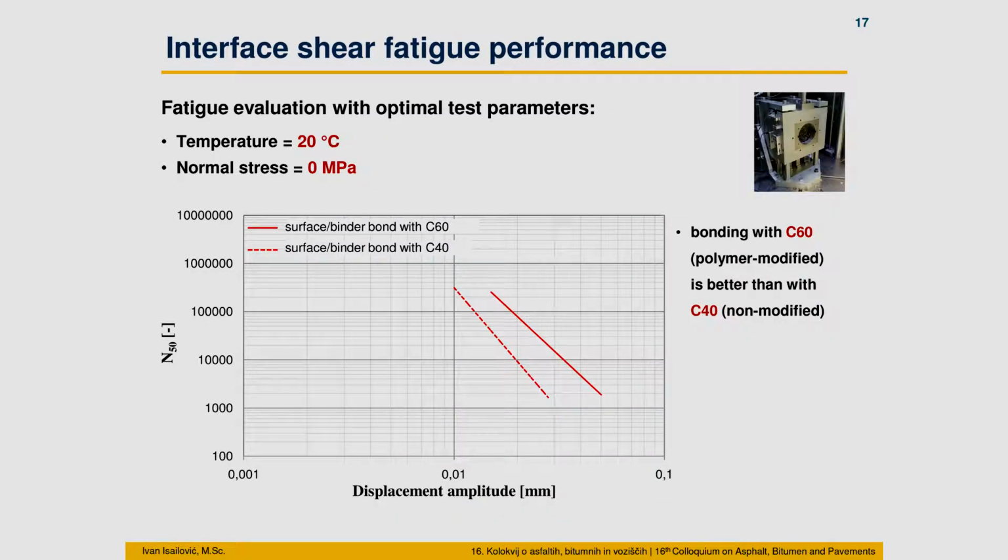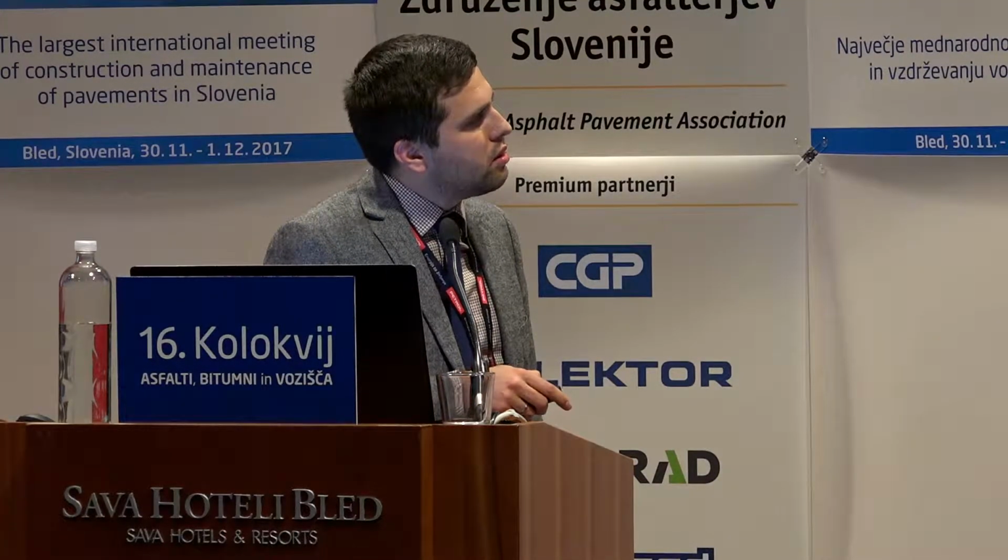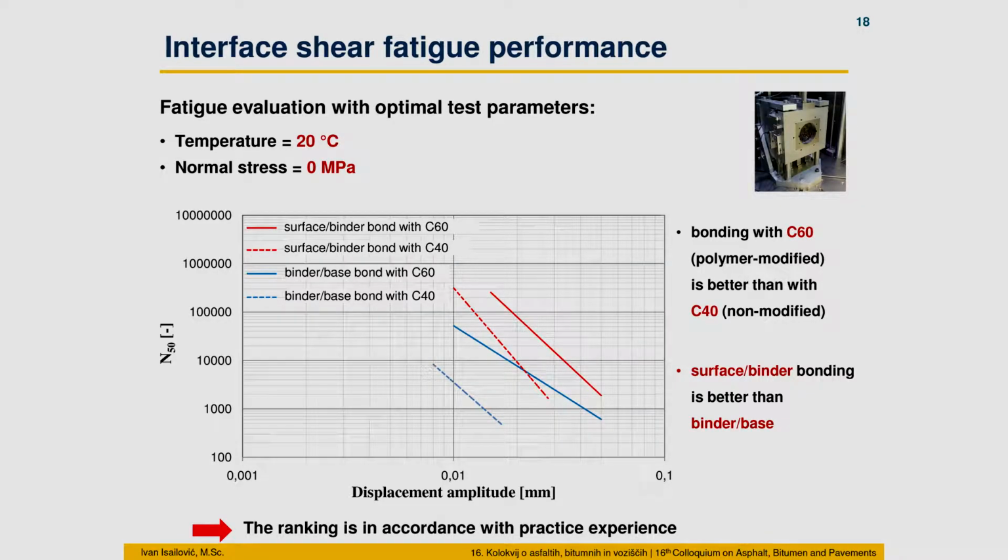Now I will show you some results at optimal test parameters, at a temperature of 20 degrees and normal stress of 0 megapascal. You can see here bonding with C60 polymer modified emulsion, and you can see that this line shows better fatigue properties than this line. That means if we apply C60 polymer modified emulsion, it would lead to better bonding than if we applied a non-polymer modified emulsion with a lower content of bitumen inside. The red lines were bonding with surface binder. But if we add binder base, you can see that our binder base bonding is even lower than surface binder. That means that the ranking is in accordance with practical experience.